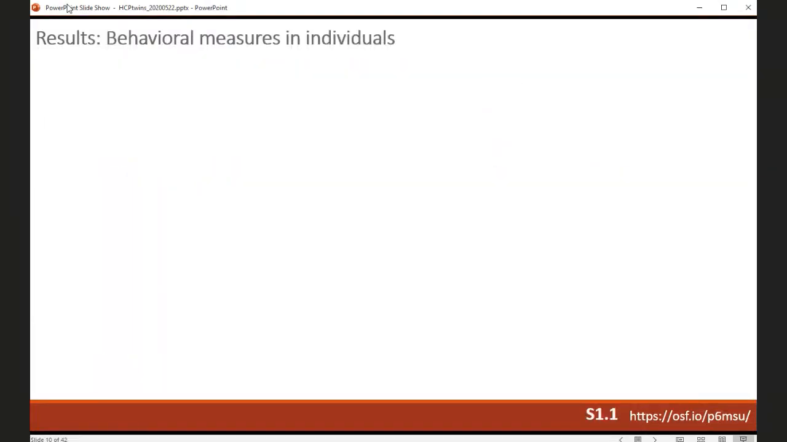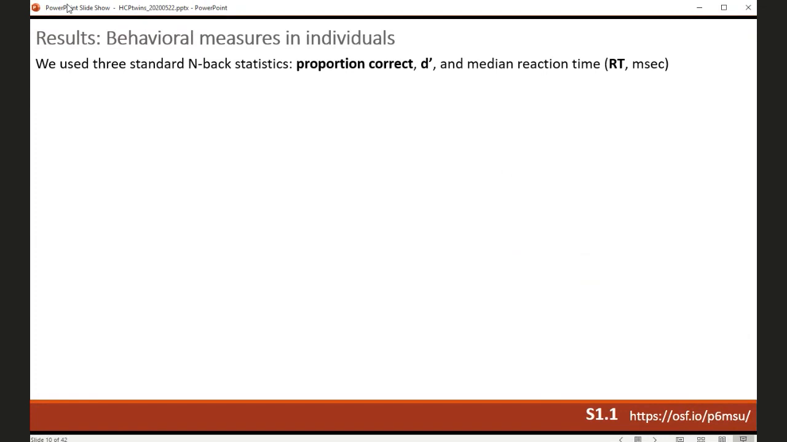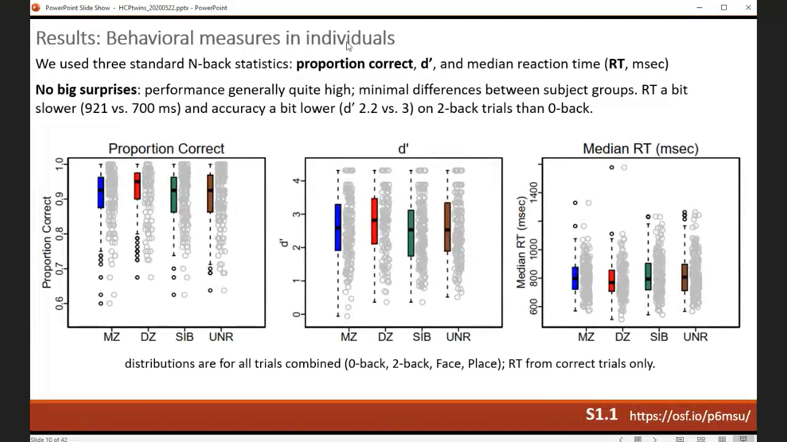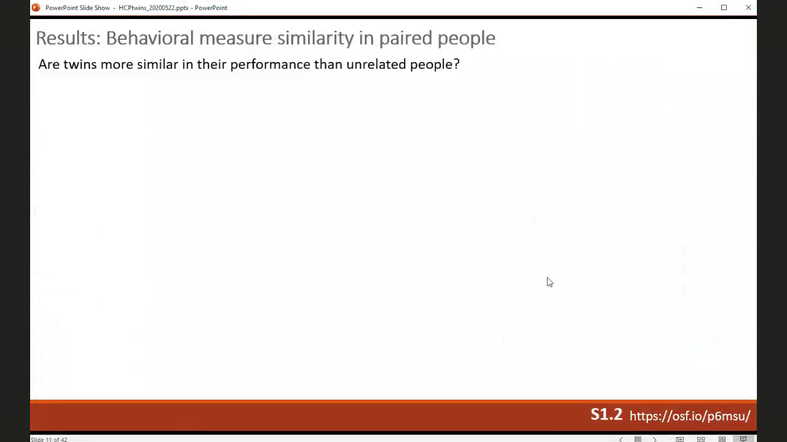Okay, so this first thing isn't super interesting, but when we're dealing with past data, it's always good to make sure that the behavior makes sense before you move on to the brain activity stuff. So with the working memory N-back task, I calculated 3 of the standard statistics that people always use with these. There's not really a big surprise, which is good in our case, because we wanted to make sure that everything is sensible. Performance is generally quite high, fairly close to ceiling. They got most of them right. Here I have the MZ, DZ, siblings, and unrelated separately, but we wouldn't expect the twins to all be more accurate than unrelated people, because that's arbitrary how I split them up. The reaction time was a little bit slower on the 2-back, and accuracy a little bit lower. So that's all very sensible, and we can keep on going.